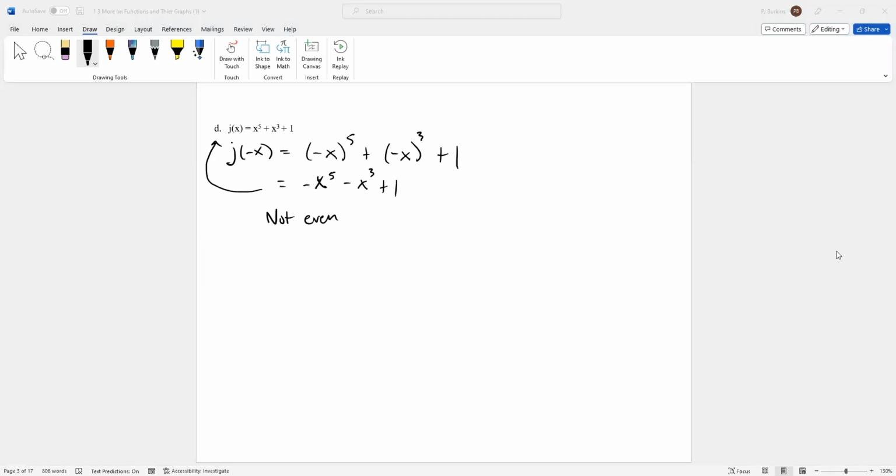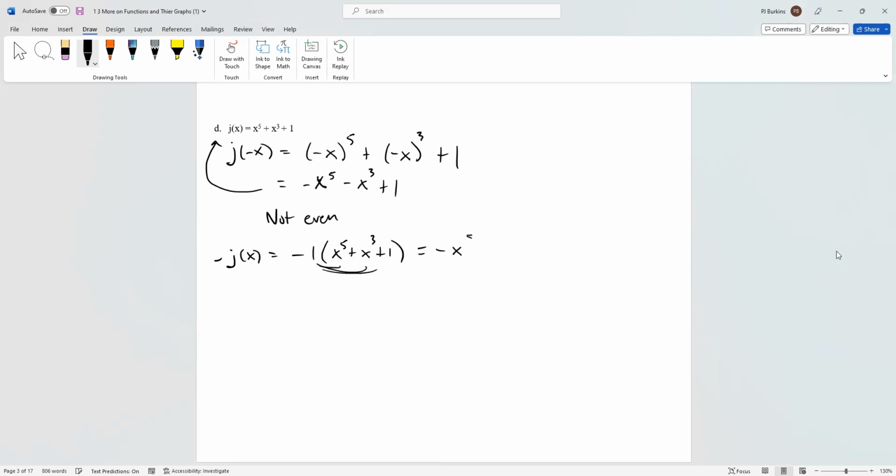All right, so let's see if it's then an odd function. So I need to do negative j of x. So that'd be negative of the whole thing, which distributes a -1 basically to the whole set. This would be minus x to the fifth minus x cubed minus 1. Again, these are not equivalent. So this is also not odd. So we would just say neither. Okay.